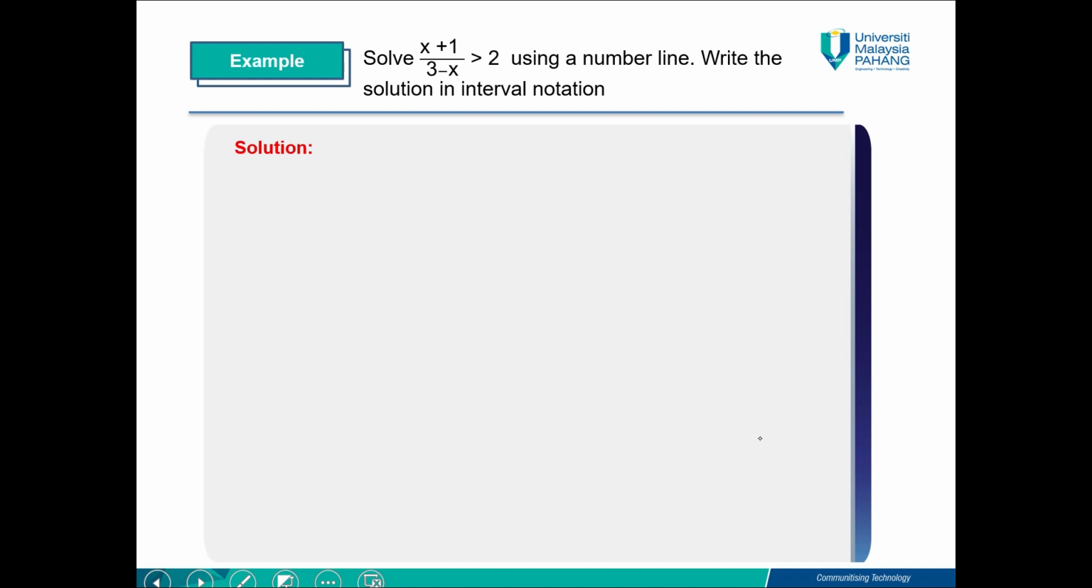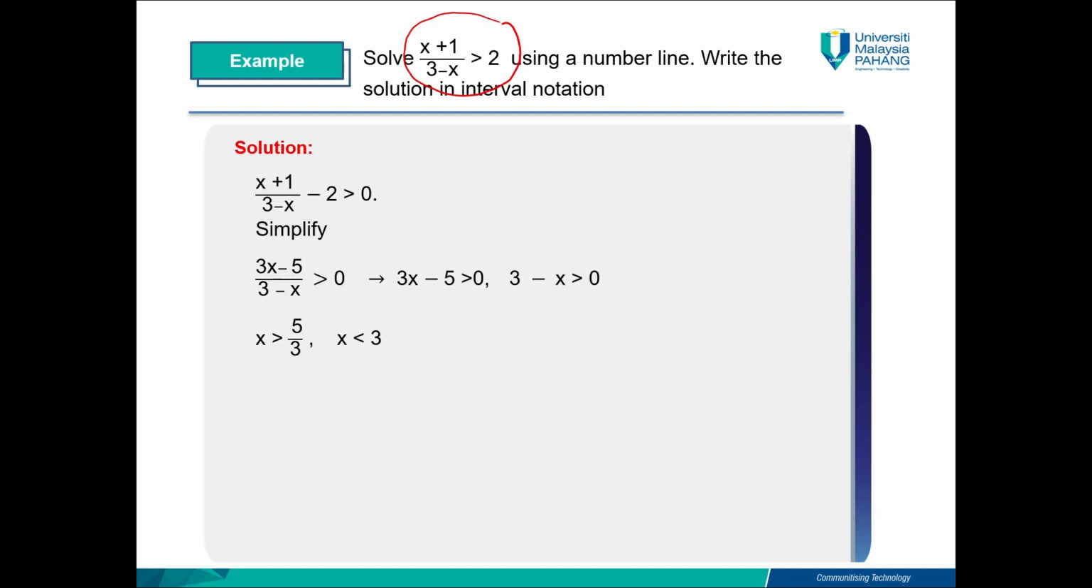Alright, so first of all, we need to simplify this equation so that we have one fraction on one side and the other side is 0. After getting this, we break into two cases. So 3x minus 5 more than 0, and then 3 minus x more than 0. So this is the second one. For those two cases, we identify the inequalities for x. So we get x more than 5 over 3, and x is less than 3.